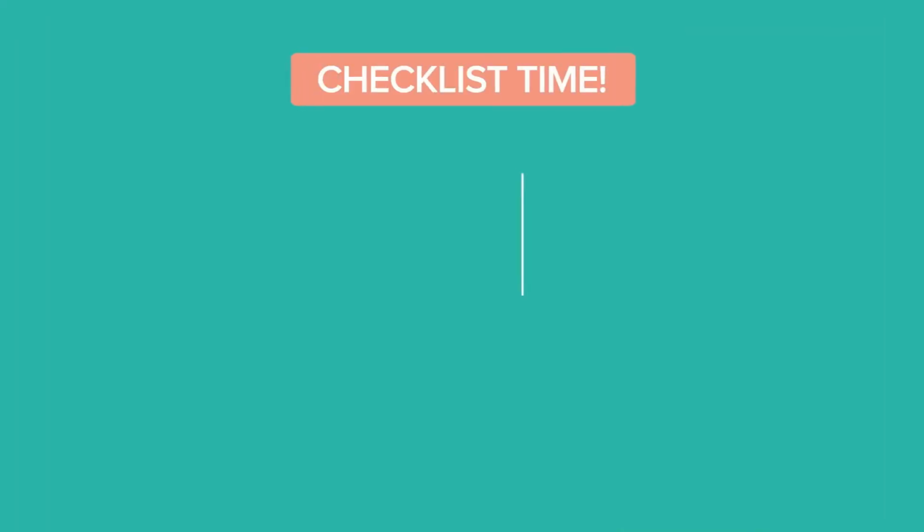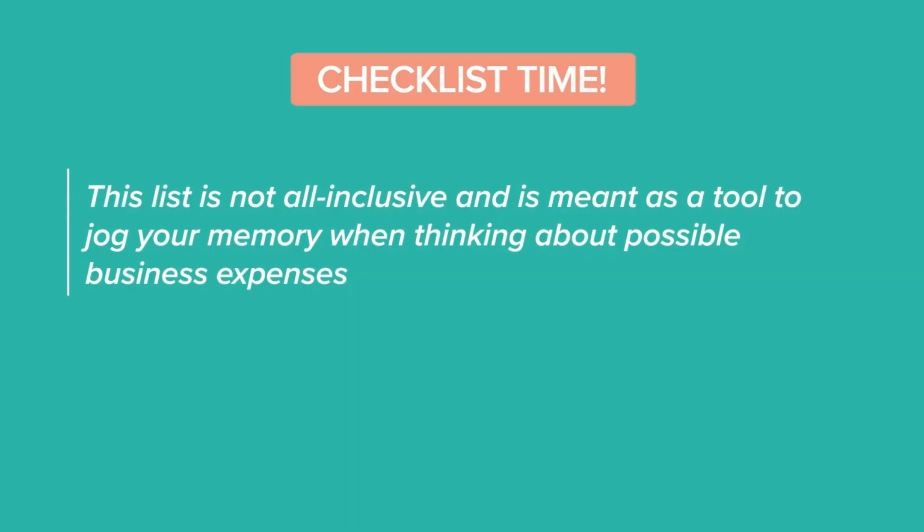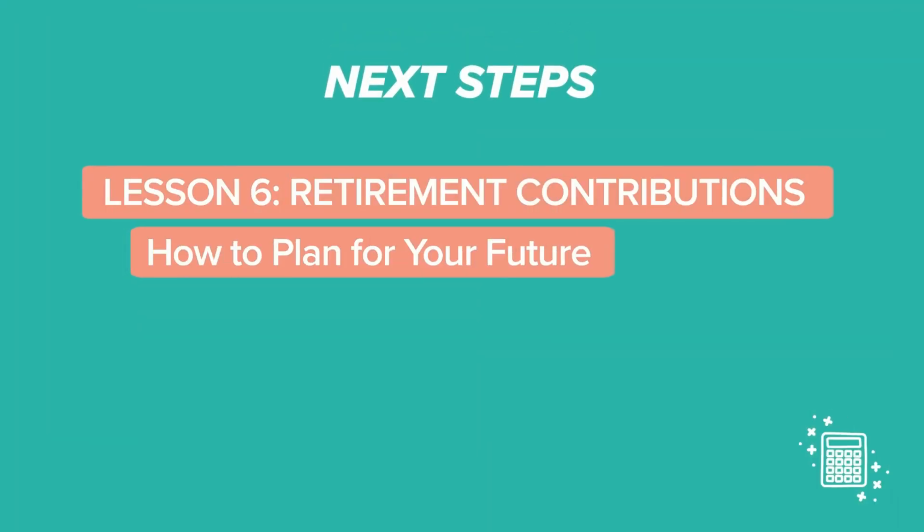Now it's checklist time. Use the checklist and the worksheets at the end of our Lesson 5 guide to remind yourself of possible deductions and how to calculate them so you can make the most of your expenses. In our next lesson, we'll talk all about retirement contributions and make sure you're planning for your future.